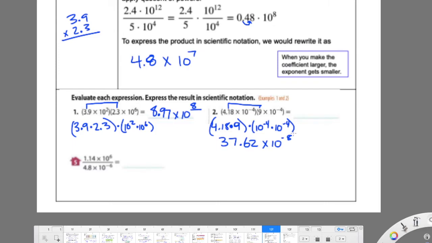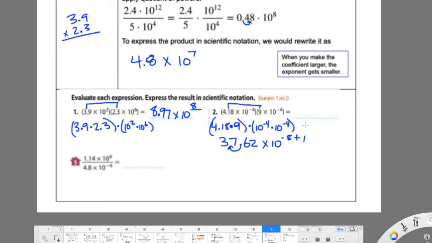But what do we have to do? We have to fix this number. This is not in proper scientific notation. I need to move this over one piece. So I'm going from a larger number, 37.62, and I'm going to make it 3.72. So when I'm going from a large number to a small number, or when I'm moving left, this goes up. So it's -8, but I need to add 1 to it because I need to go up 1.